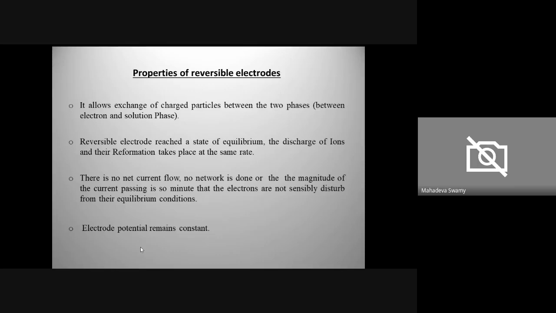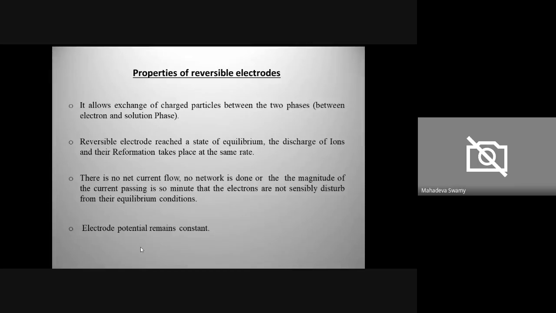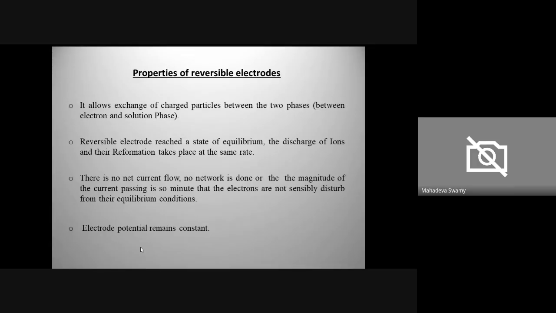Then the electrode potential remains constant. For example, zinc is minus 0.76 volt, and that electrode potential will remain constant. In any cell, you can use the electrode potential value of that particular electrode, because it is constant. It will not change its standard electrode potential. These are the important properties of the reversible electrodes.